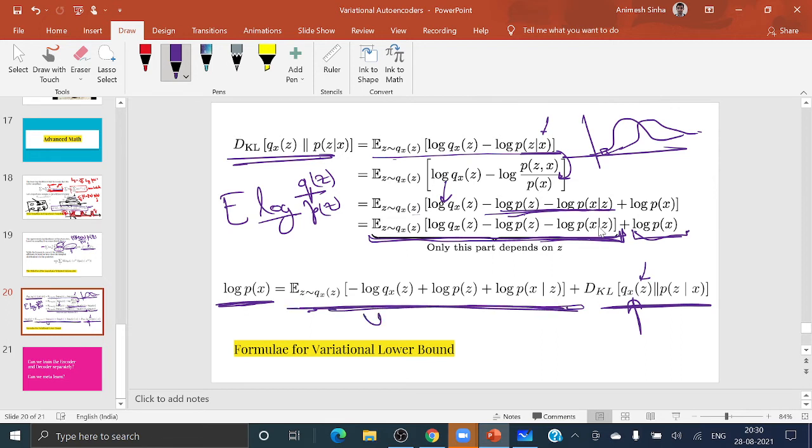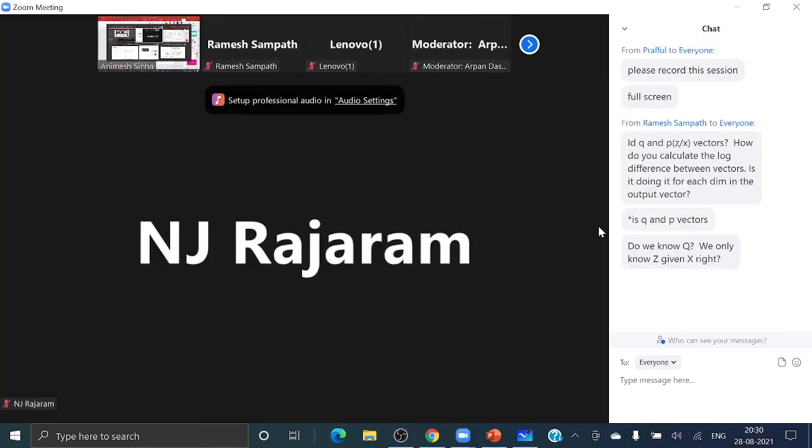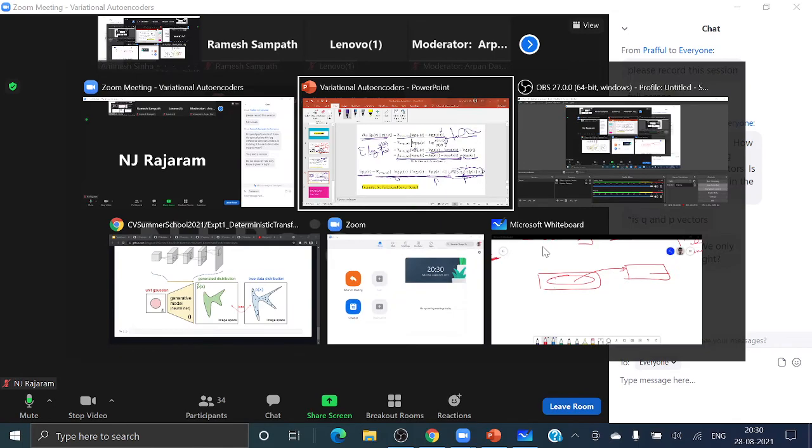This is the minimum value of log p of x if our distributions exactly match. If we correctly match the right distribution, if we got all the right zs, then it will be decided by this formula. Otherwise, it will be decided by how wrong our distribution is. So this is the overall loss function that we come up with, and this is what is known as the lower bound. And again, I hope I'm still there.